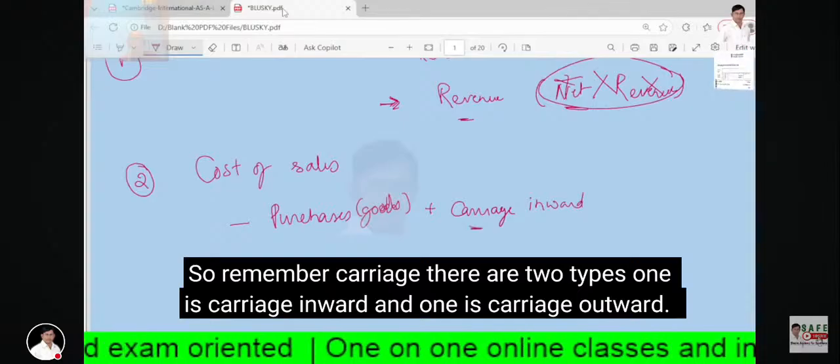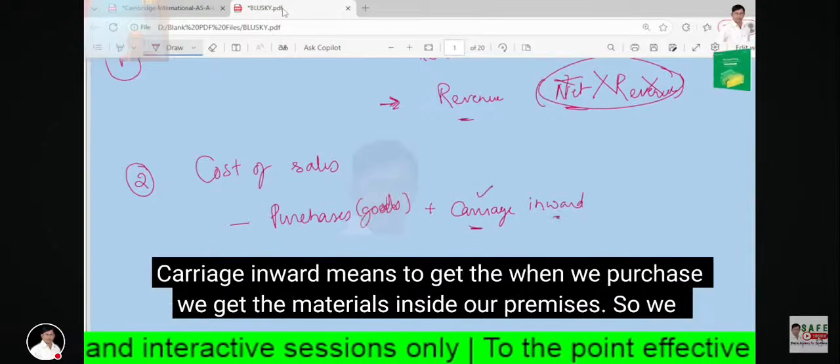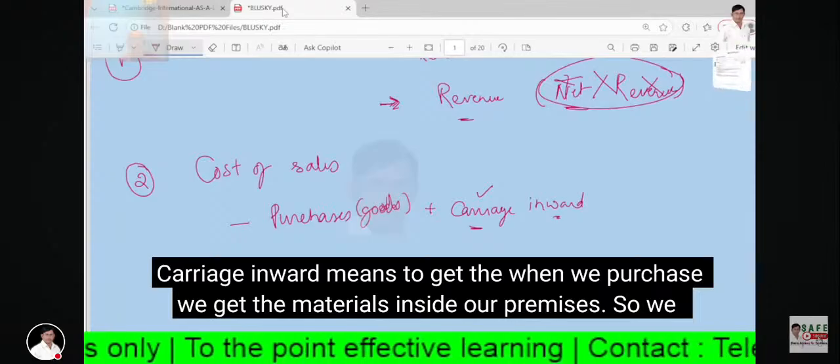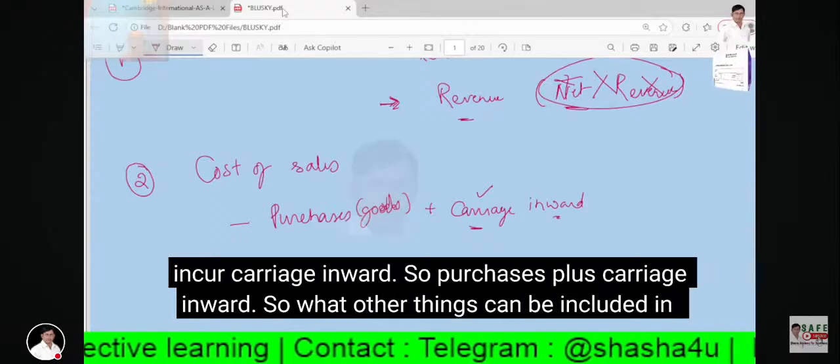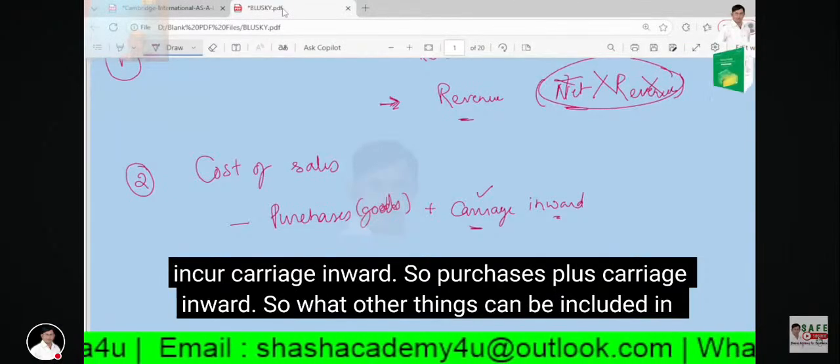So remember, there are two types of carriage: one is carriage inward and one is carriage outward. Carriage inward means when you purchase, you get the materials inside our premises, so we incur carriage inward. So purchases plus carriage inward.